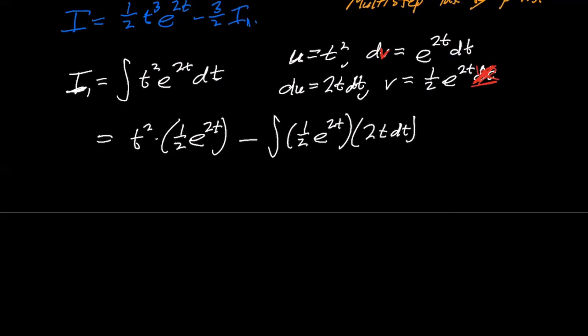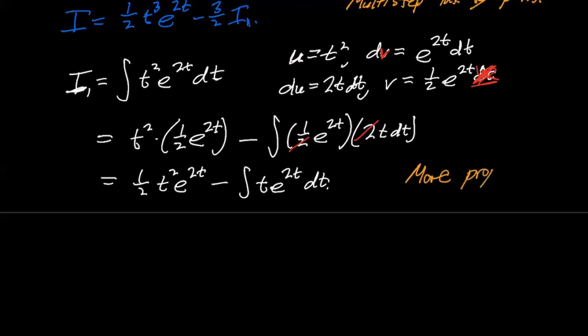Again, let's clean this stuff up a little bit. This is 1/2 t squared e to the 2t minus, let's see, the 1/2 and the 1 cancel, and the 1/2 and the 2 cancel. And so we actually just get minus the integral of t e to the 2t. Okay, so that's more progress. But this is going to take 3 steps, because we still need to get rid of this t right here before we can actually anti-differentiate. If this t wasn't here, we could anti-differentiate.